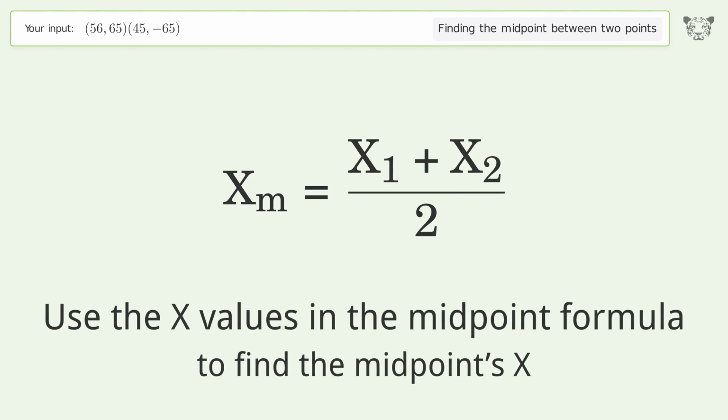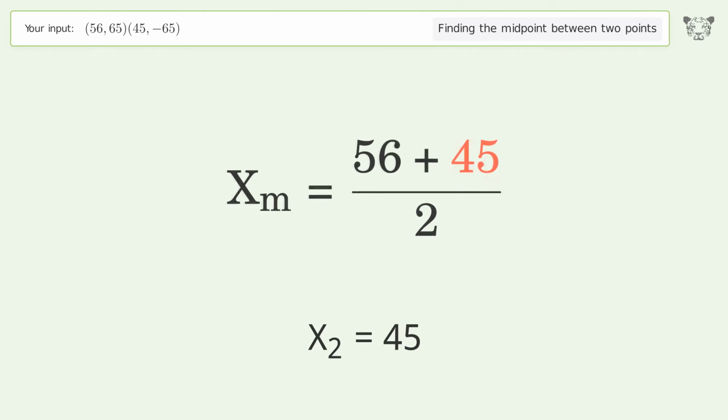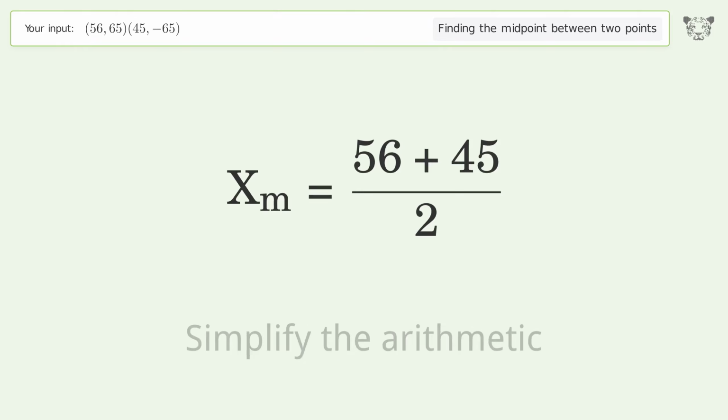Use the x values in the midpoint formula to find the midpoint's x. x1 equals 56. x2 equals 45. Simplify the arithmetic.